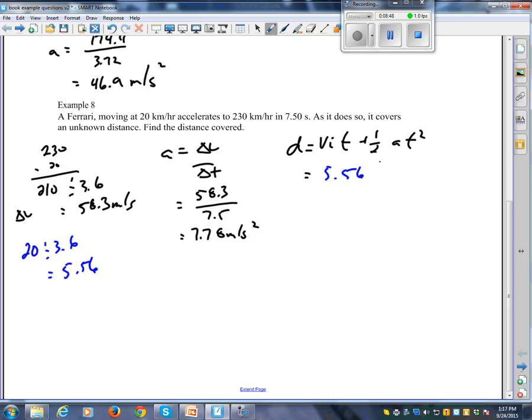So 5.56, the time is 7.5, 1/2 the acceleration of 7.78 times 5.56 squared. Lots of math in there. I get 260.8. Although I have to admit I did it a slightly different way, so if I did the actual math, it might be rounded slightly different, but about 260.8.